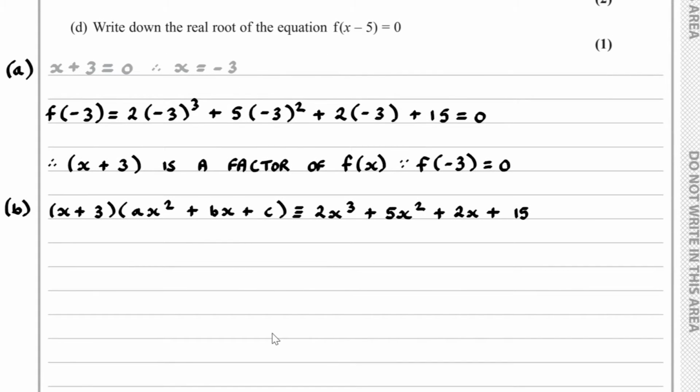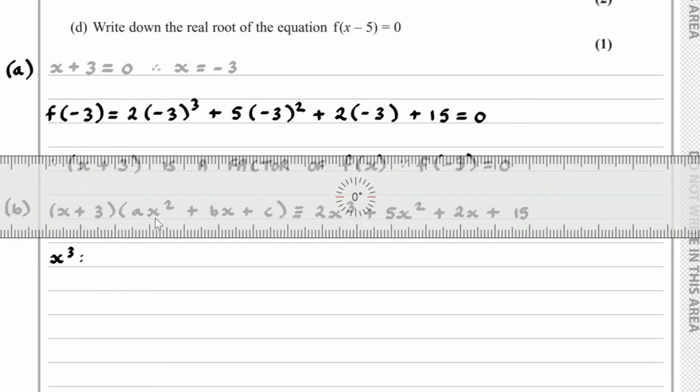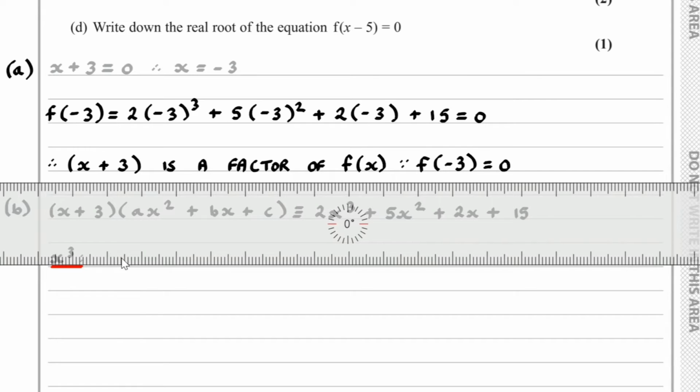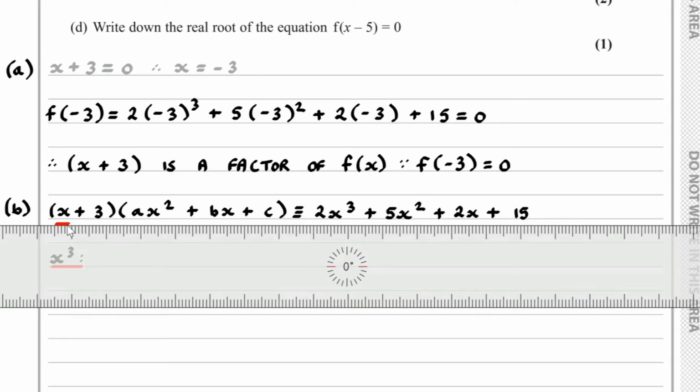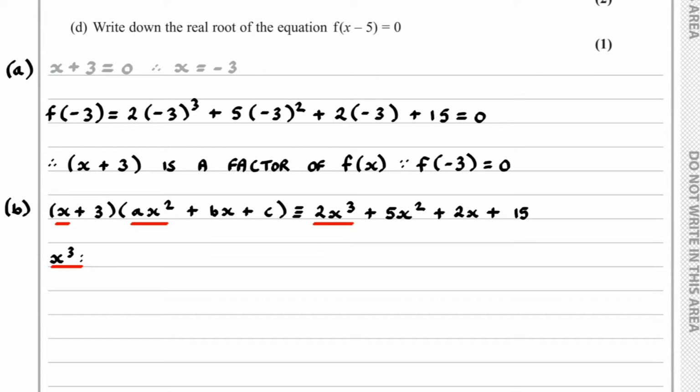And we can do this through a variety of methods. One way is to compare coefficients. And if we compare coefficients of the x cubed terms, well, what multiplies to give an x cubed term? We have the x multiplied by the ax squared. That gives the 2x cubed. And so in terms of the coefficients of x cubed, a is equal to 2.